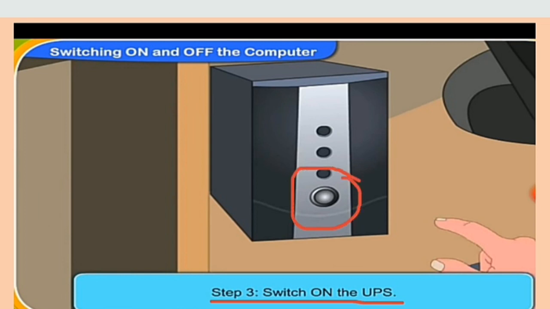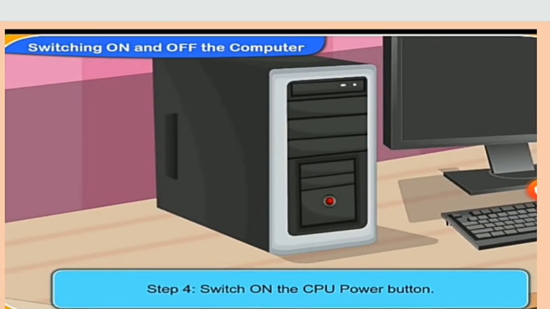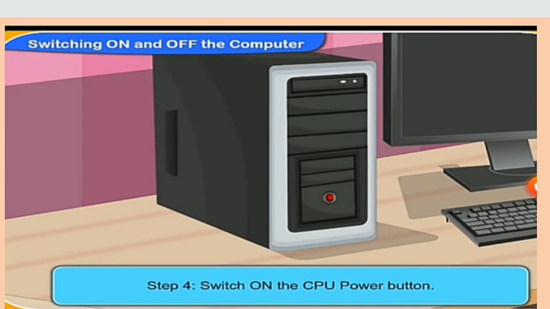This is the button from where we can switch on the UPS. The fourth step is to switch on the CPU power button. Here this is the button from where you can switch on the CPU. This red button, when we click on that, our CPU will switch on.